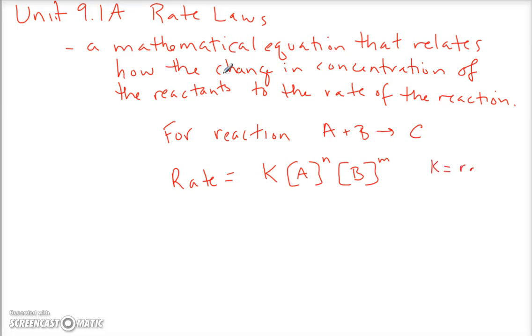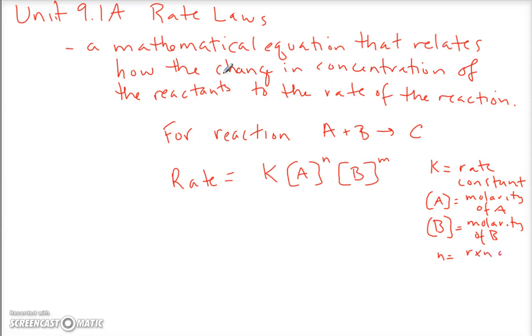Okay, so K is the rate constant. Bracket A is the molarity of A. Bracket B is the molarity of B. N is the reaction order. Basically, it's the exponent for reactant A. M is the reaction order or the exponent for reactant B. And then, of course, the rate is the speed of the reaction.